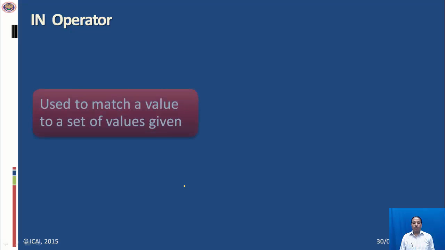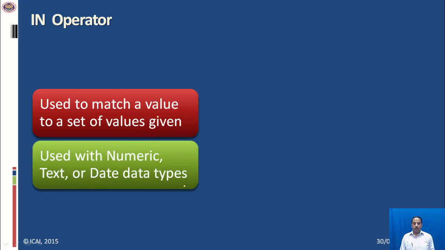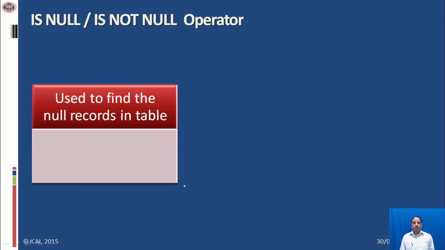In operator: used to match a value to a set of given values. Used with numeric, text or data type. Is null operator: used to find null records in a table.